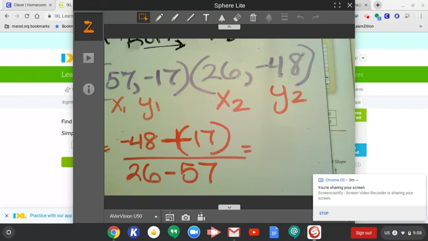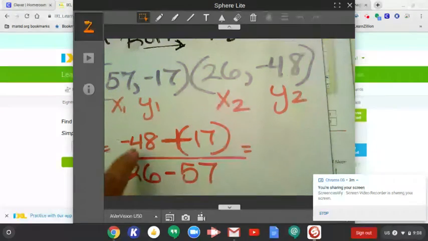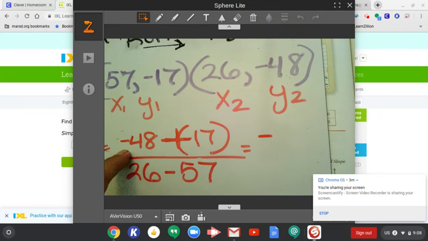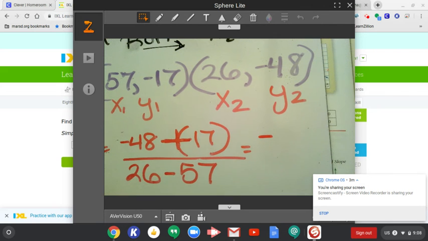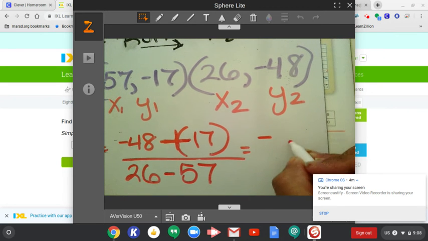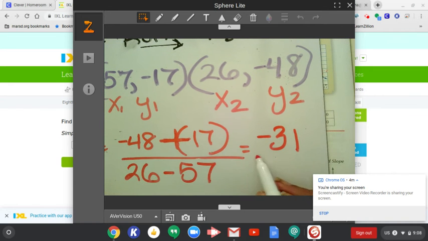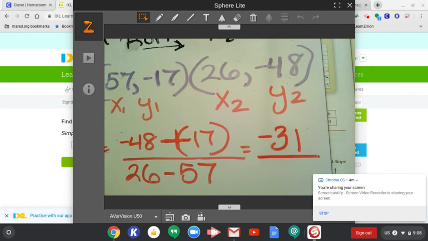Now we need to talk about integer rules. We have a negative, and we're going to add something to it. So we basically have two different signs here. I know that the answer for the top is going to be negative because there are more negatives, and we're going to subtract 48 and 17. So you want to subtract 48 take away 17, which is negative 31.